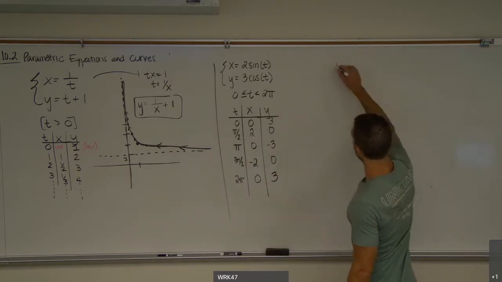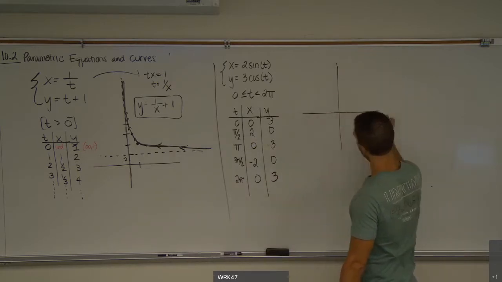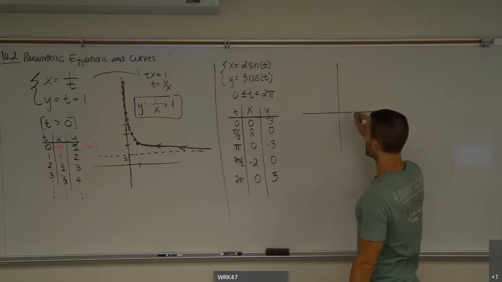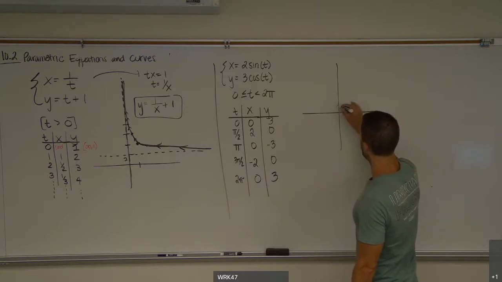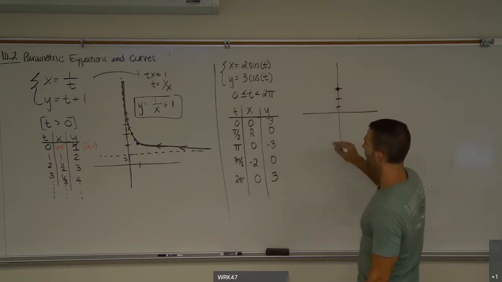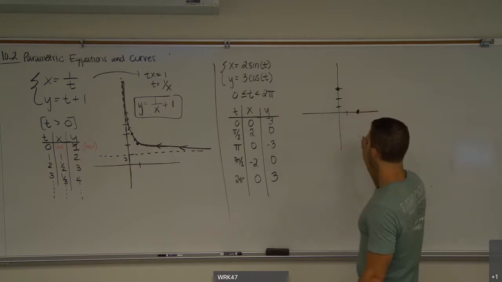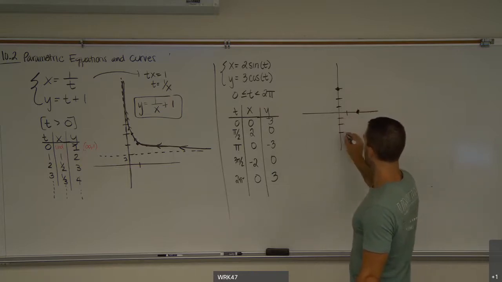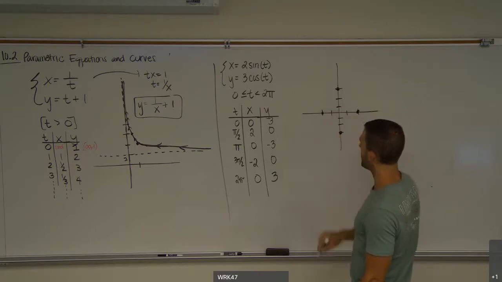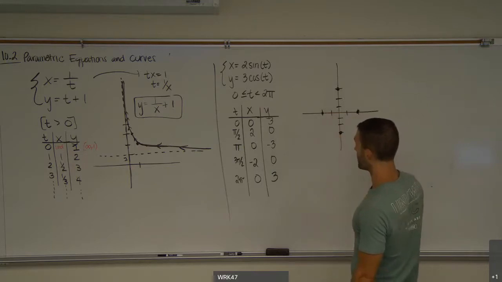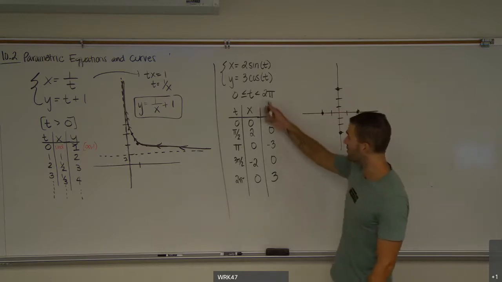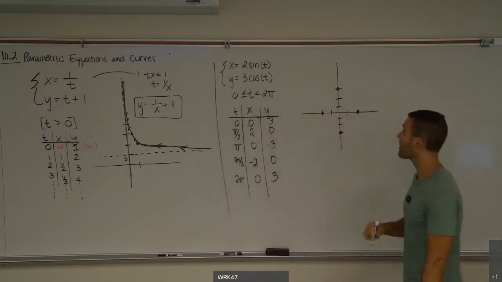And let's graph this out. Well, at time 0, we're at the point (0, 3). 0 in the x, 3 in the y, there you go. At time pi over 2, we're at (2, 0). So 2 in the x, 0 in the y. And then 0 in the x, negative 3 in the y. Negative 2 in the x direction, 0 in the y direction. And finally (0, 3). Oh, we're back to where we started, which is why we just go up to 2 pi and not include it, because we don't want to overlap.